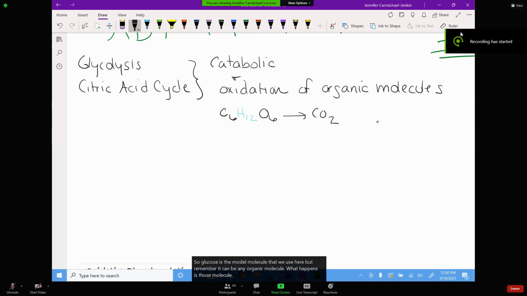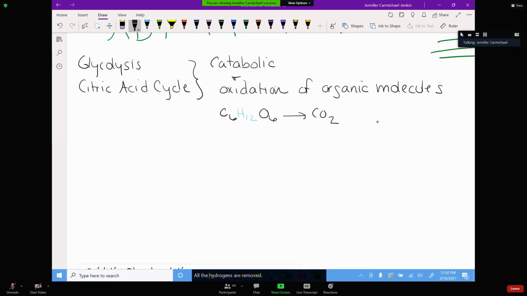Those molecules are oxidized. All the hydrogens are removed, and the hydrogens go on to NAD+ or FAD to become NADH and FADH2. That's where the hydrogens go.